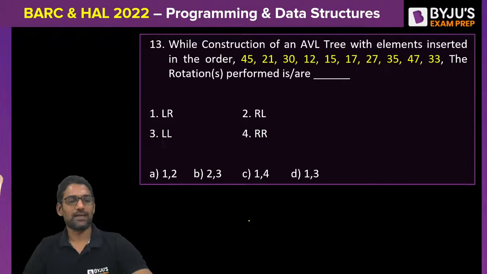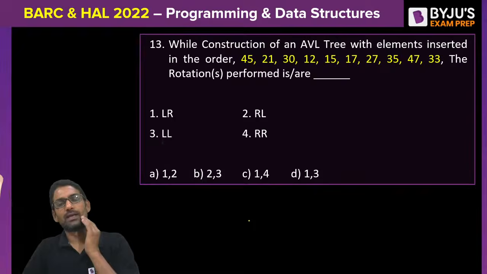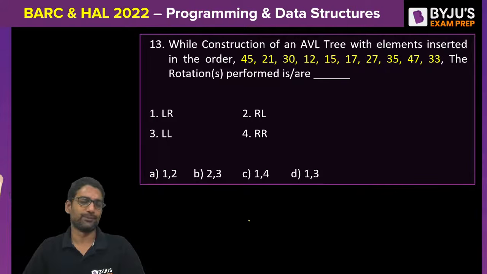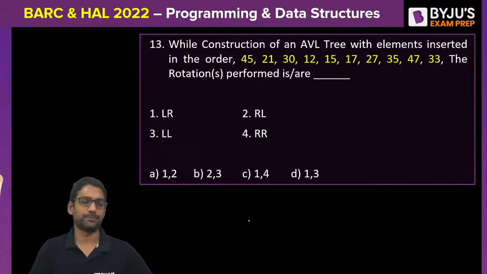Question number 13, answer please. If you are constructing an AVL tree with these elements, what rotations we perform? LL, LR, RL, RR, 4 rotations. So do we do LR, LL, RL, LR? So what 2 rotations we do? From the options it is clear that we perform 2 rotations, but what 2 rotations we have to find out.